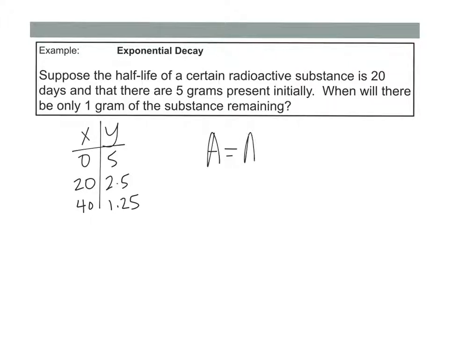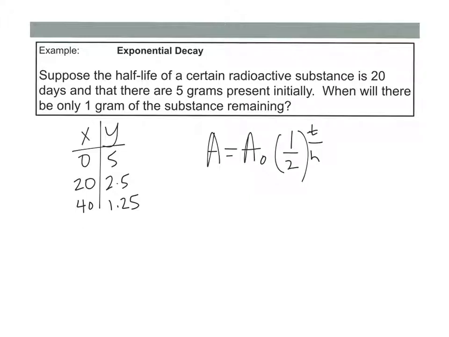The final amount is equal to the initial amount times 1/2 to the power of time over half-life. So time over half-life. This makes sense because I'm going to take 5, which is my initial amount, and multiply it by 1/2, and then this is the part where people usually forget. They can't remember if it's multiplication or divide, and they're just trying to memorize it.